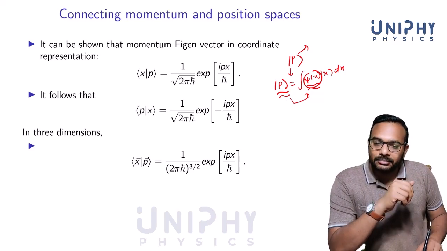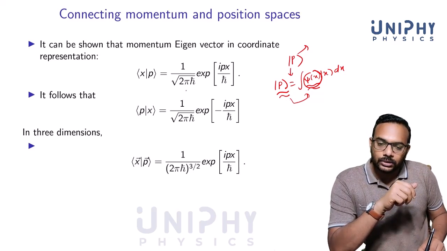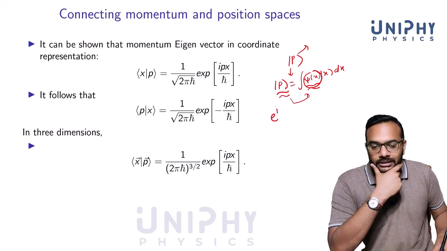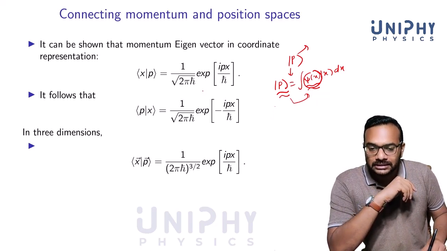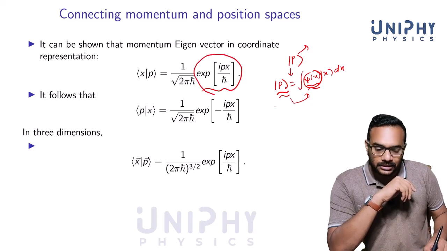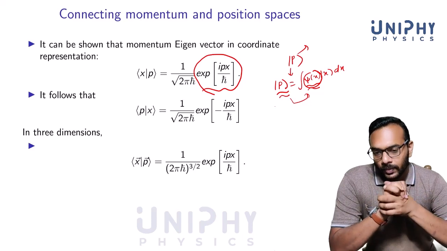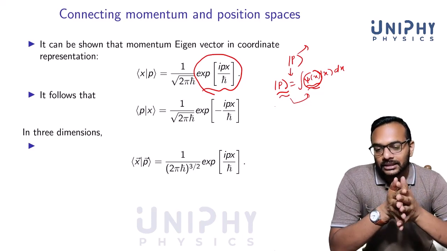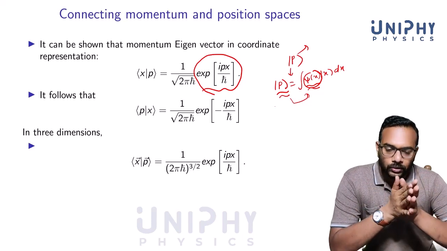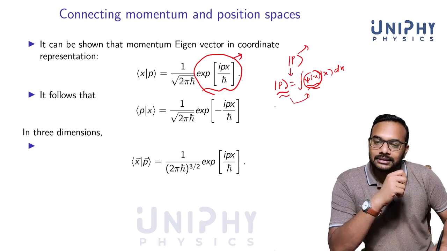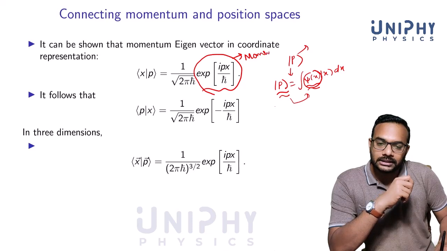And it can easily be shown that it is 1 by square root of 2 pi h cross, e raised to ipx by h cross. It's called a plane wave. So this is the representation of the momentum eigenvector in coordinate space. In other words, if we are working only in the coordinate basis, this is just the momentum eigenfunction. Momentum eigenfunctions are definite momentum states.